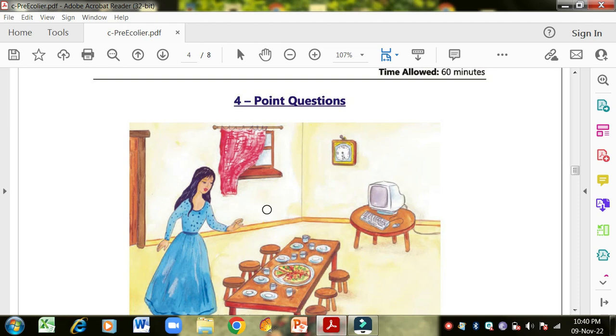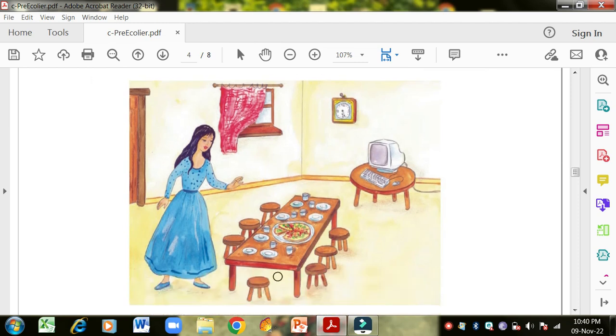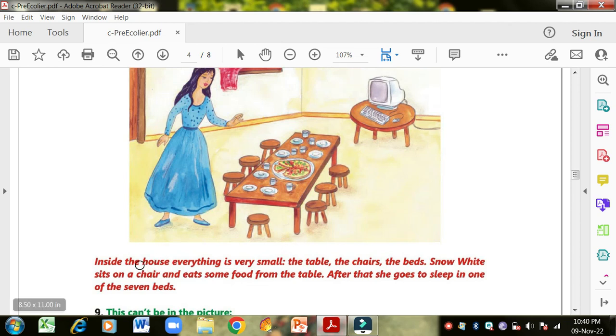Now come to the next page. On the next page you can see the picture. Snow White is standing here and there's a table in front of her and there's a lot of food on the table. Now it is pizza on the table. Okay, now let's read out. Inside the house everything is very small.